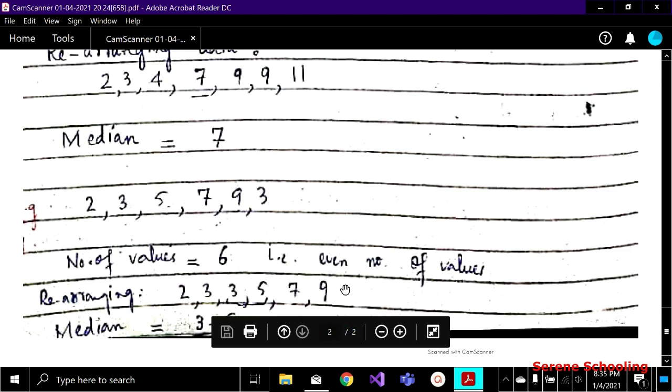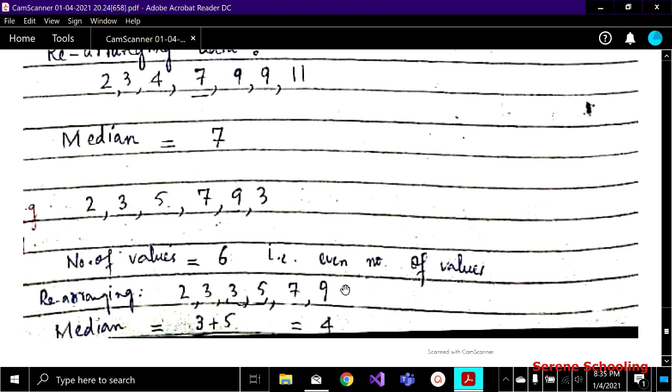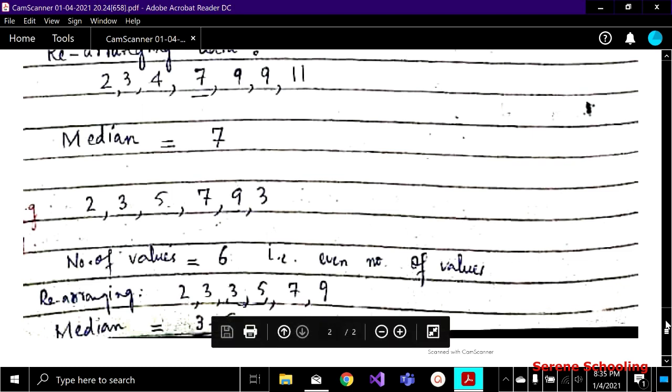So you have seen that we have done this without using formulas. In the case of an even number of values, we take the average of the two mid values, and in the case of an odd number of values, we can directly and easily guess our median. This was the case of ungrouped data.